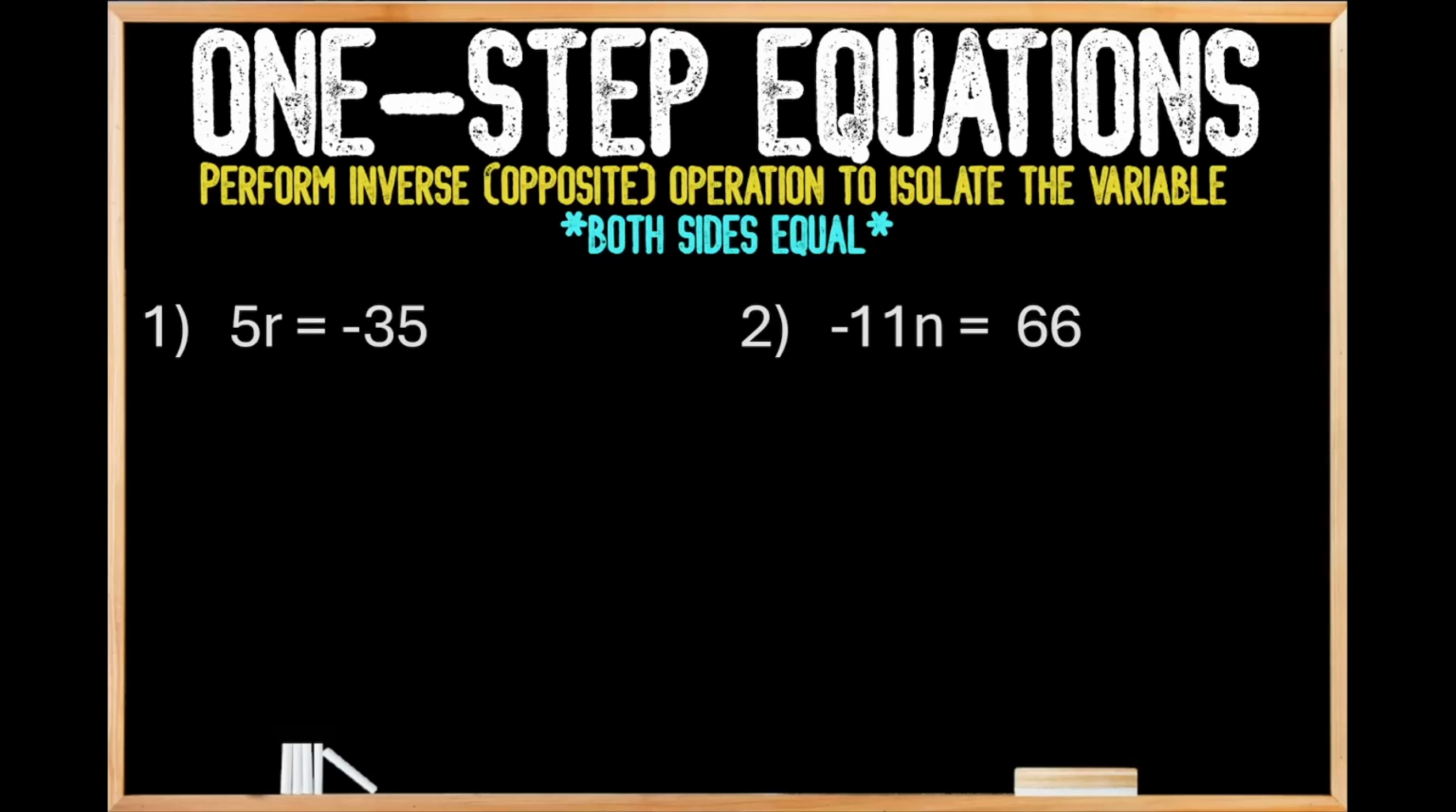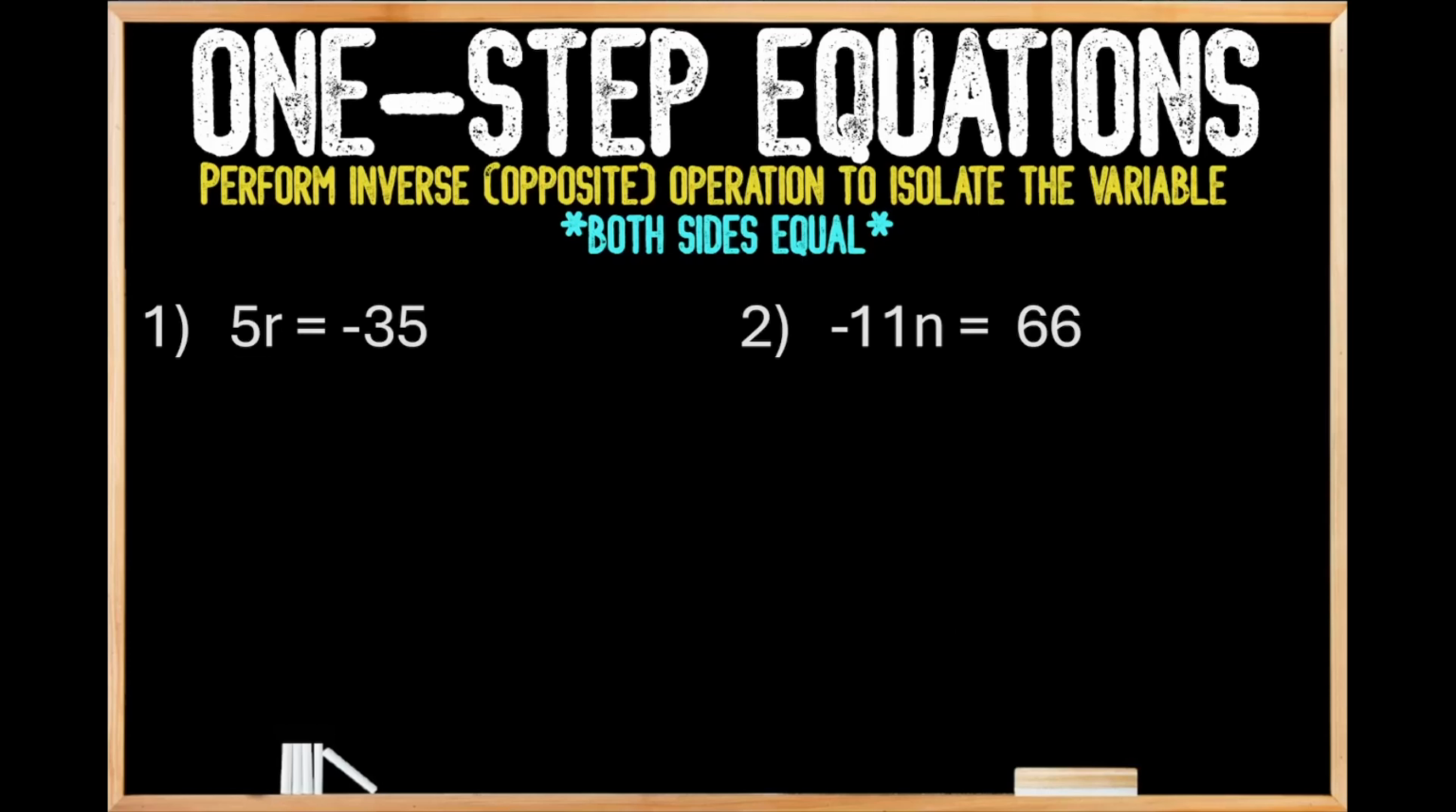Now moving on to how to solve one-step multiplication equations with negatives, we're going to begin with question number 1, where we have 5r equals -35. So in order for us to isolate our variable of r, as we can see up top highlighted in yellow, we're going to perform the inverse operation of whatever's being done to our variable.